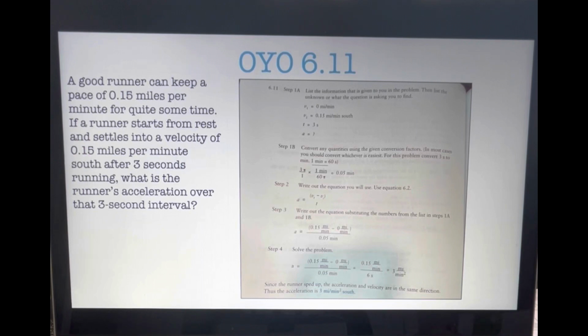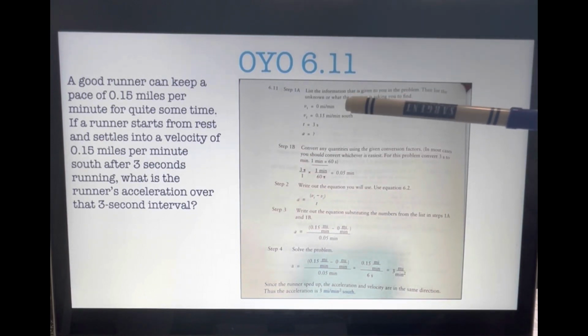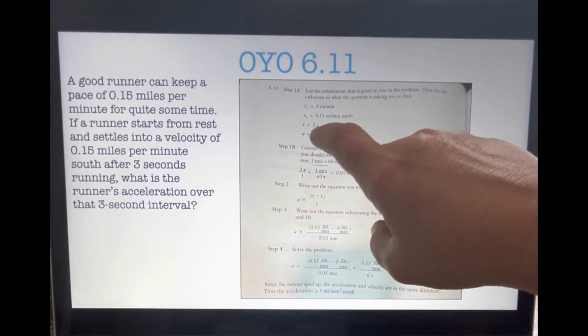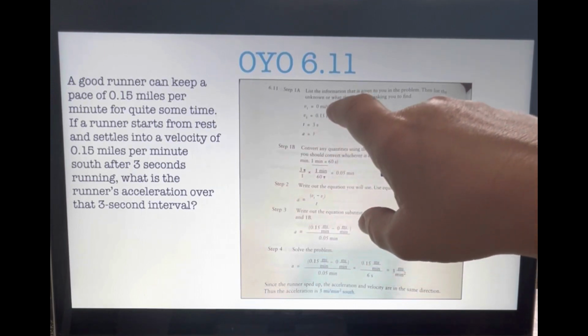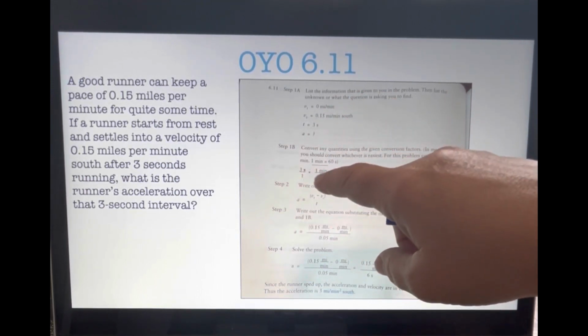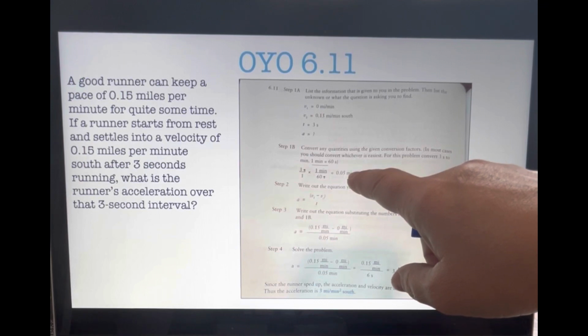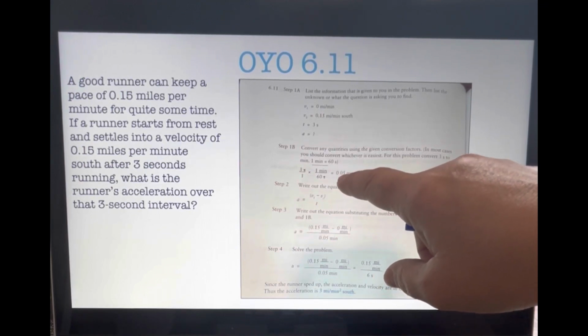The last one, 6.11. A good runner can keep up a pace of 0.15 miles per minute for quite some time. If a runner starts from rest and settles into a velocity of 0.15 miles per minute south after 3 seconds of running, what is the runner's acceleration over that 3-second interval? Once again, same thing. We list the information that we have, and then we realize that we're going to have to do some converting because we have seconds and we have minutes. So we're going to want to convert into minutes. So 3 seconds equals 0.05 minutes.